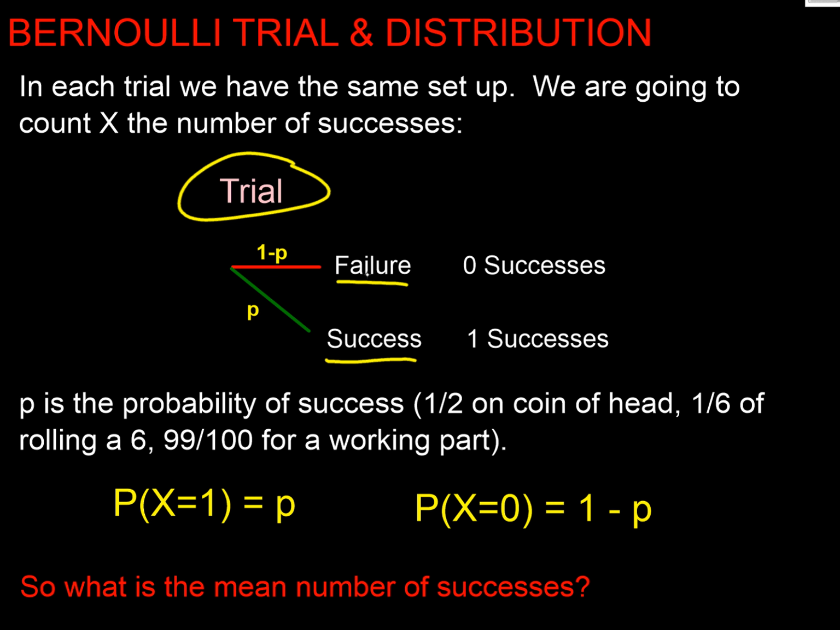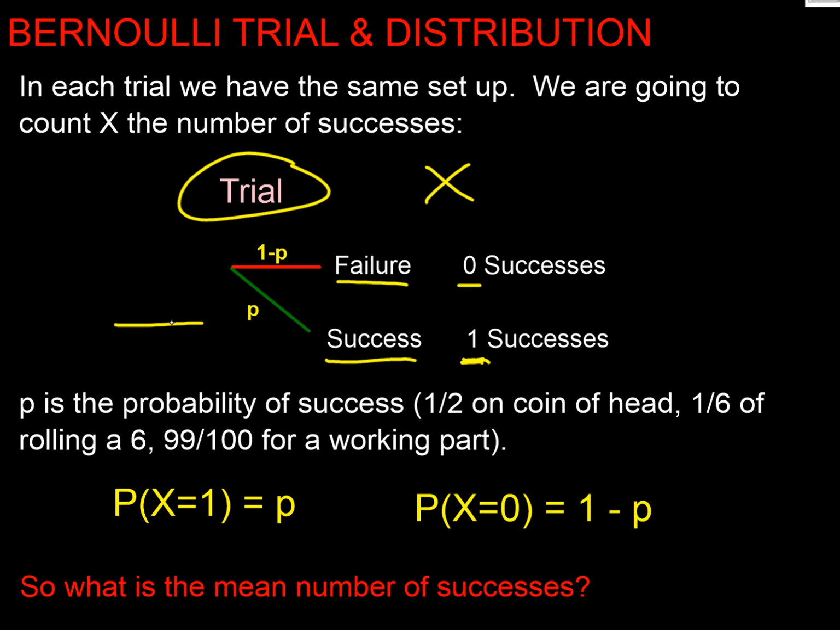So we have to define what success is. But if we have a success, we're going to count those, and X is the number of successes. So if we wanted to get a head and we got one, then that would be one success. If we got a tail, that would be a failure, so we'd have 0 successes.